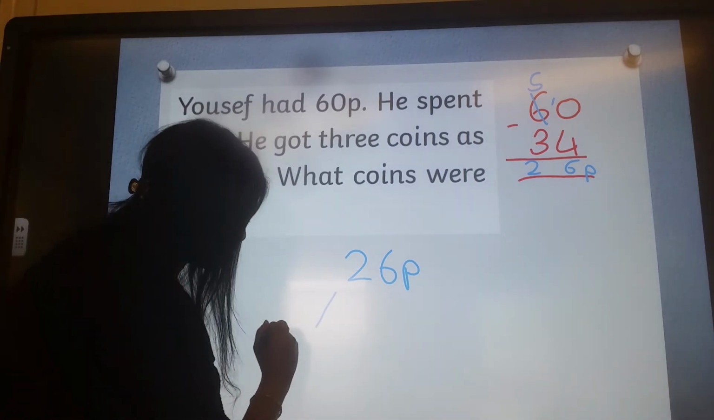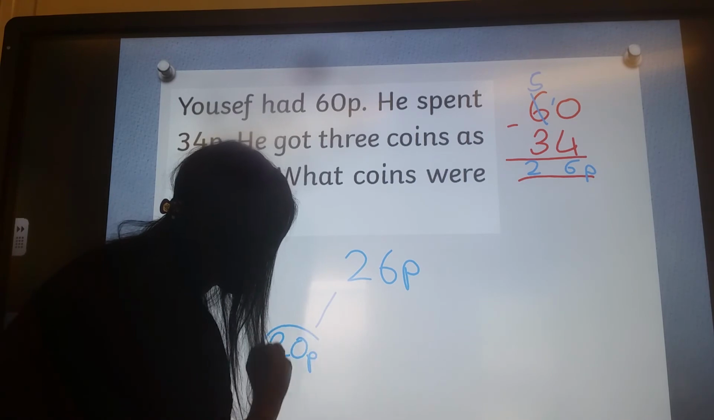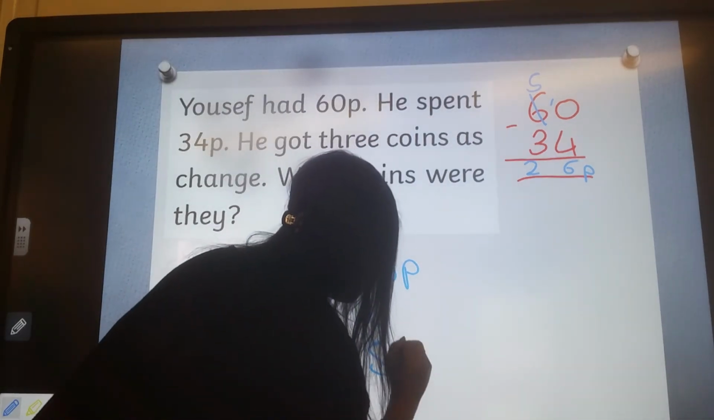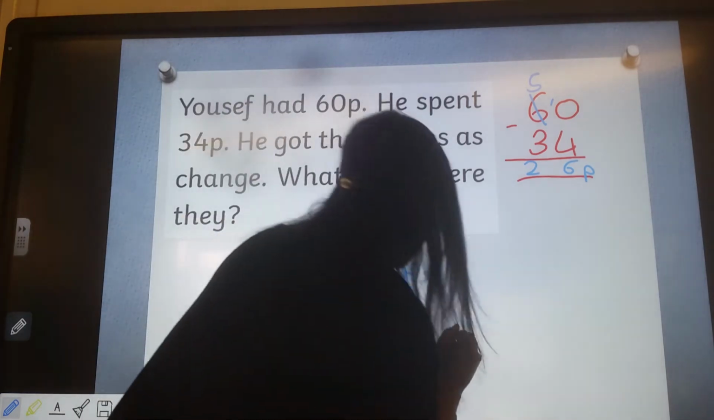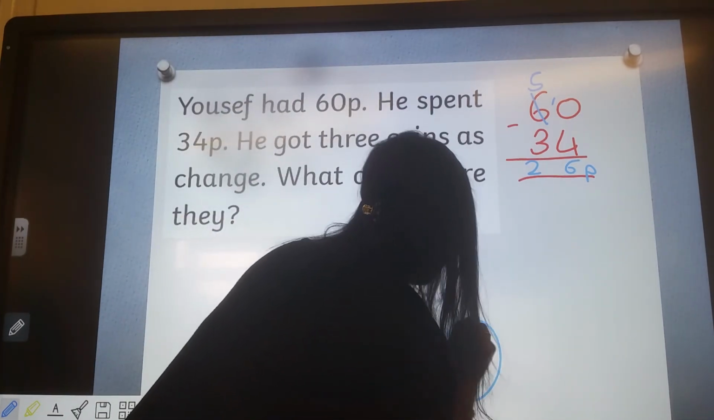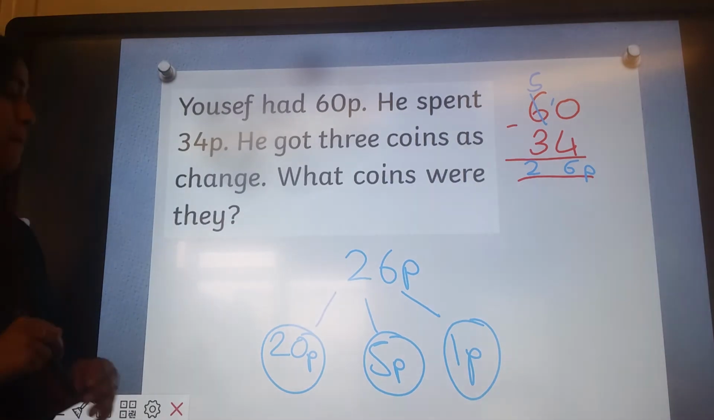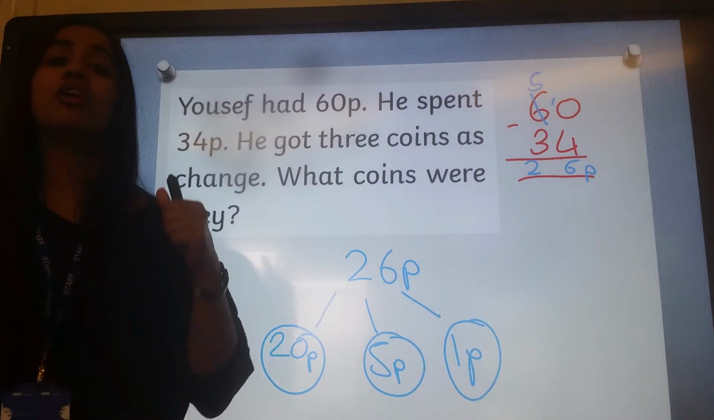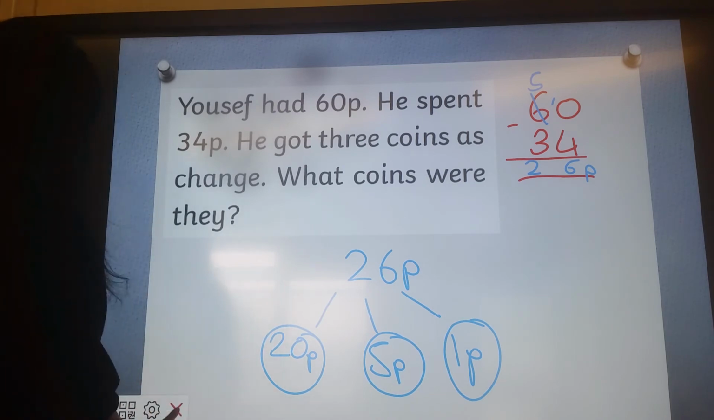The first coin is 20p. The second coin is 5p. And the final coin is 1p. So they're the 3 coins that make 26p. So they're the 3 coins that he got as change. So well done if you got that question correct.